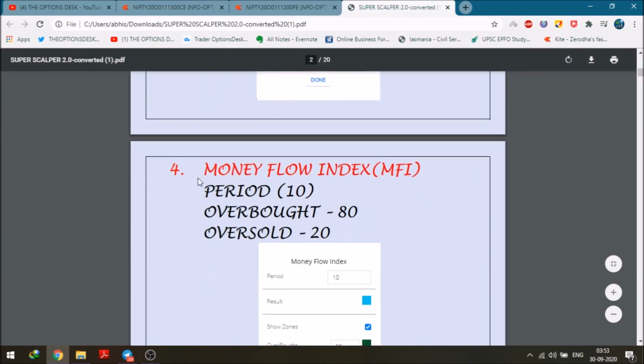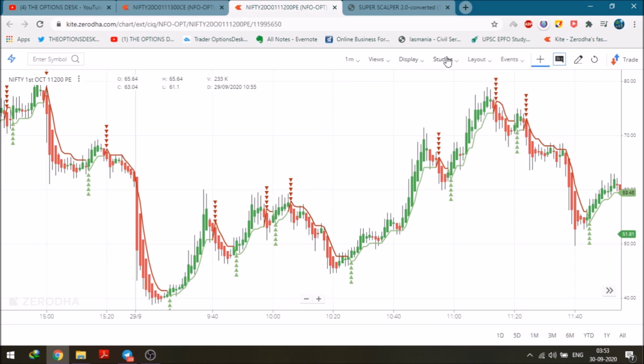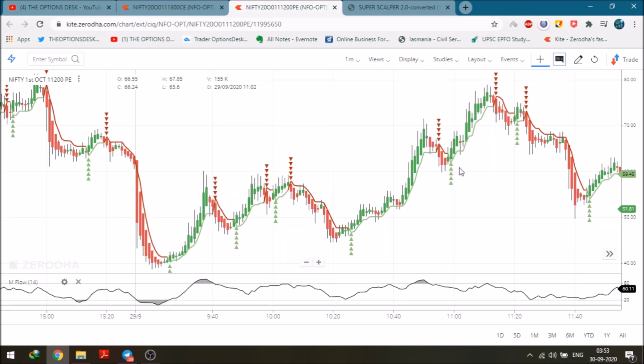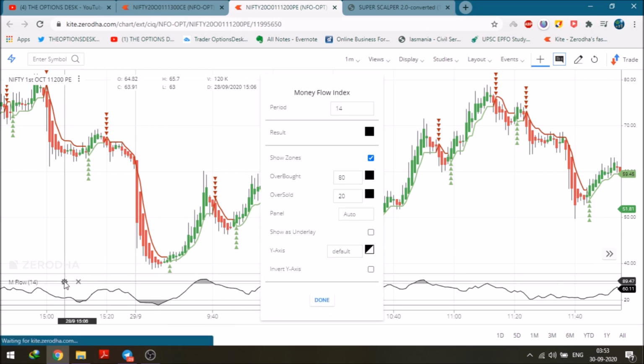Now let's go for the second indicator. Second indicator is MFI, or the money flow index. Okay, now for the money flow index, just go here and type money flow index. Once you type money here, you will get the money flow index or the MFI. It will automatically get applied at 14 period. Just click on the settings button here, change the period to 10.